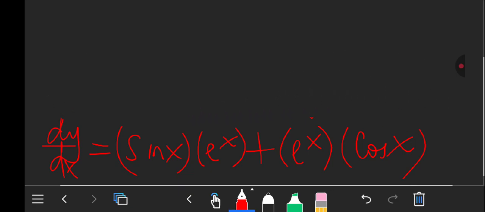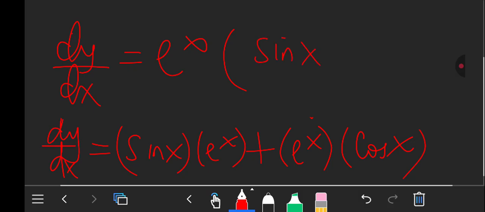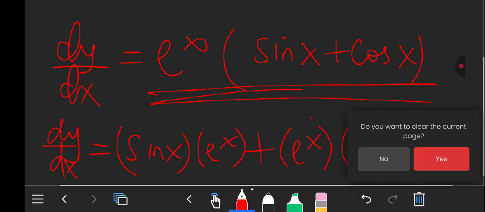To simplify this, we can say dy over dx is equal to, you can just collect the like terms. We can say that e to the power x is common, so e to the power x will come out. Then we remain in the parentheses with sin x plus cos x. So this is the answer.